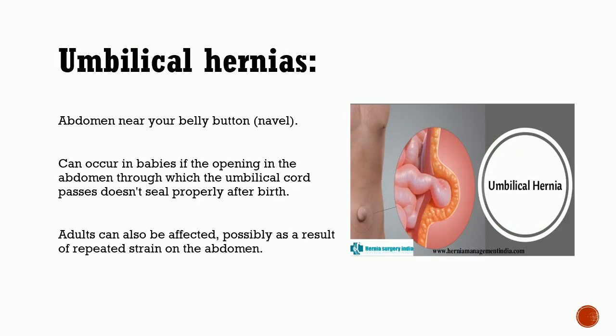Umbilical hernias. Umbilical hernias occur when fatty tissue or a part of bowel pokes through the abdomen near the belly button, navel. This type of hernia can occur in babies if the opening in the abdomen through which the umbilical cord passes doesn't seal properly after birth. Adults can also be affected, possibly as a result of repeated strain on the abdomen.